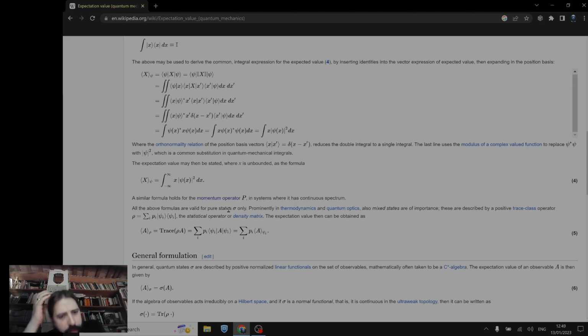All the above formulas are valid for pure states only. Interesting. Prominently in thermodynamics and quantum optics, also mixed states are of importance. These are described by a positive trace class operator, the statistical operator or density matrix. The expectation value can then be obtained.